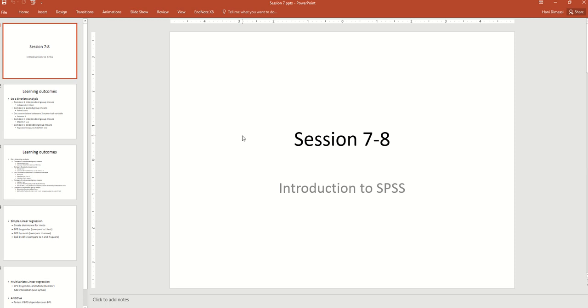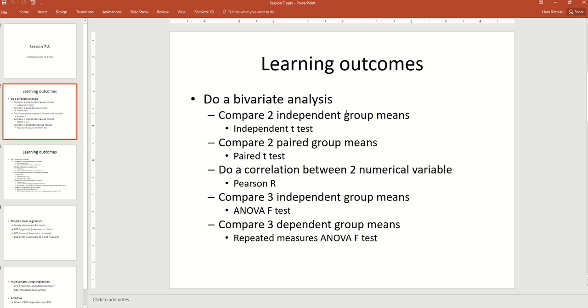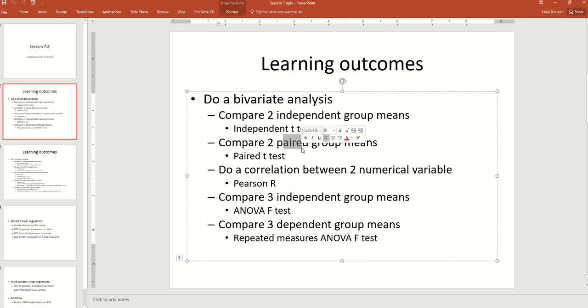Welcome to this session about SPSS. This is a follow-up for session 7 to 8. Previously, we had discussed how to do the bivariate analysis using the independent t-test, the paired t-test. We also talked about correlation. Then we also addressed the ANOVA, when the groups are independent and when the groups are dependent.